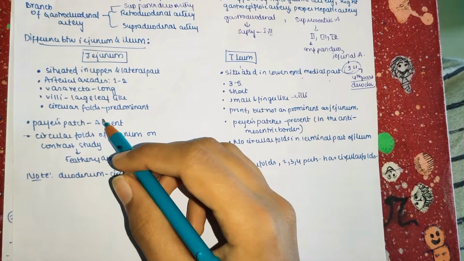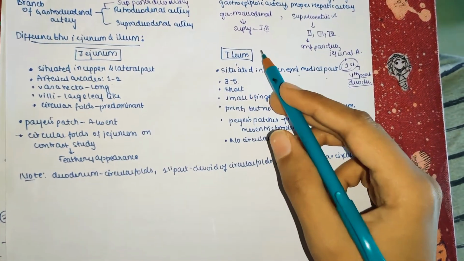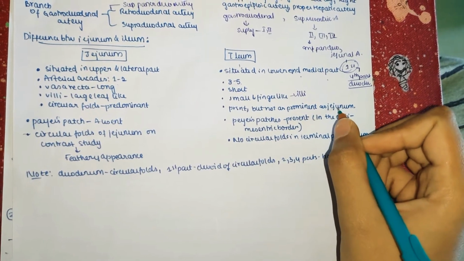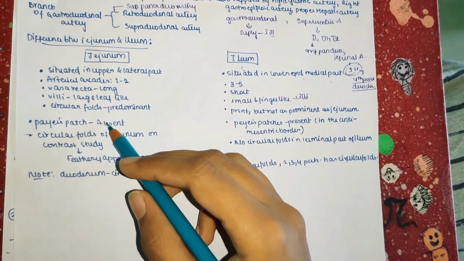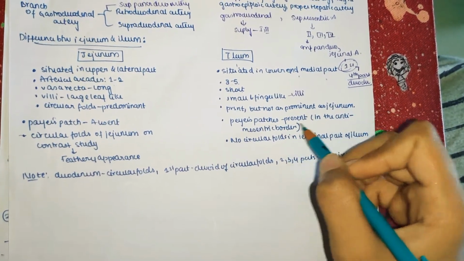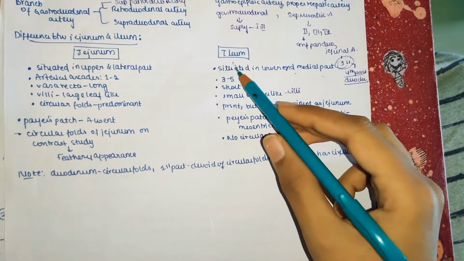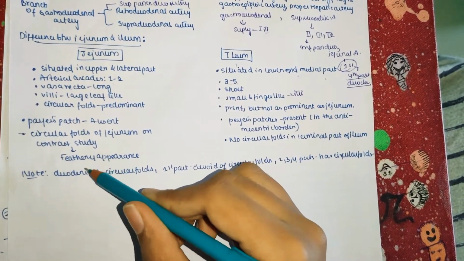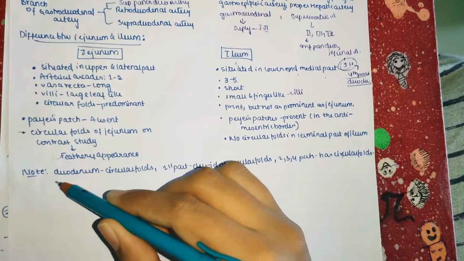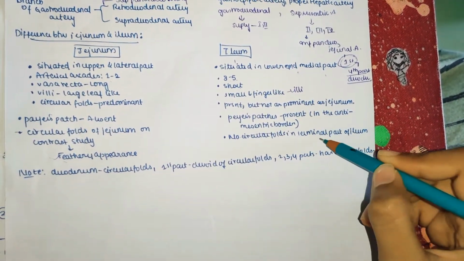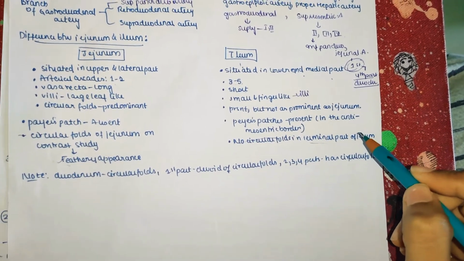There are many circular folds in the jejunum. Of course, in the ileum circular folds are present but not as prominent as in the jejunum. And regarding Peyer's patches, there are none in the jejunum, but Peyer's patches are prominently present on the antimesenteric border in the ileum. The circular folds of the jejunum appear feathery on a contrast study. There are no circular folds in the terminal part of the ileum.